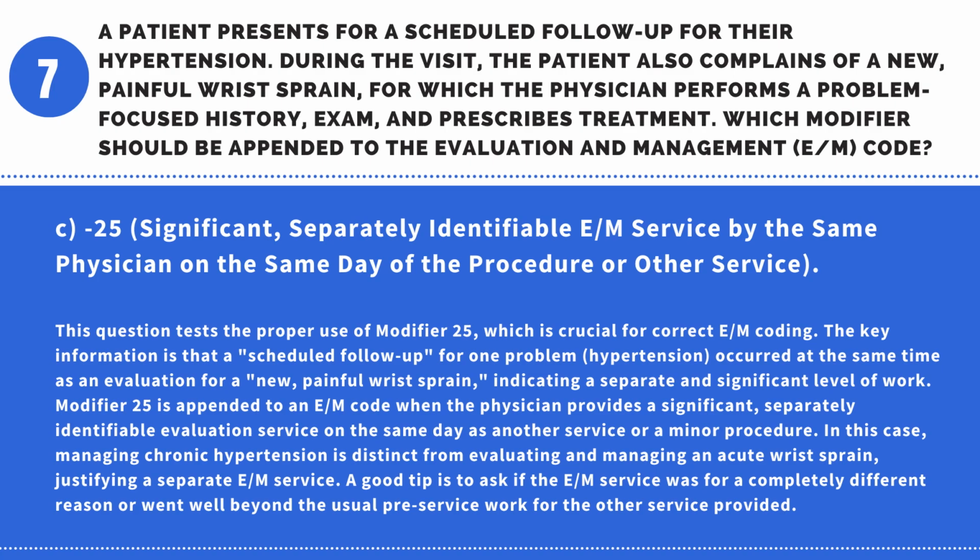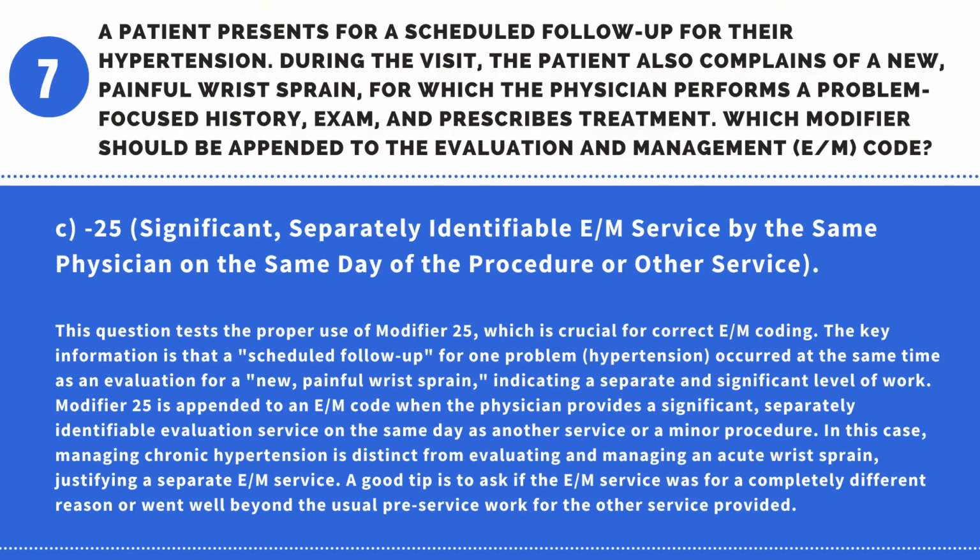other service. This question tests the proper use of modifier 25, which is crucial for correct E/M coding. The key information is that a scheduled follow-up for one problem, hypertension, occurred at the same time as an evaluation for a new, painful wrist sprain, indicating a separate and significant level of work.